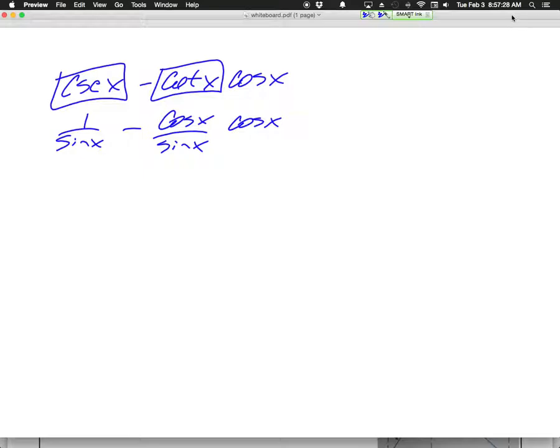Alright, so now, what do you want to do next? Say it again. What do you mean by that, Rachel? I mean that's going to be smaller. Okay, so what's it going to look like? Can somebody help me out? What do you got, Kathleen? Could you multiply the cosines together and get cosine squared and then just subtract, 1 minus cosine squared over sine of x. That is correct. Very nice.